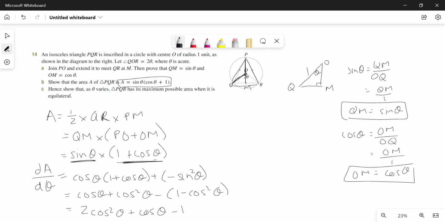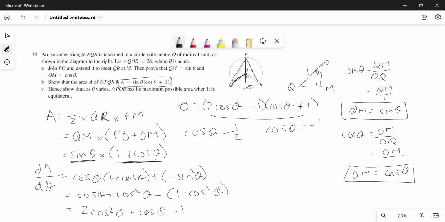Now that can be factorized nicely, because remember I want this to equal 0. So that would equal 2 cos theta, and cos theta gives me 2 cos squared theta, and I need a 1 and a 1, and I want a positive 1 cos theta, so that's going to make that positive 2 take away 1. There we go, that works. So if I now make that equal to 0 to solve it, I've got cos theta equals a half from the first bracket, and cos theta equals negative 1 from the second bracket.